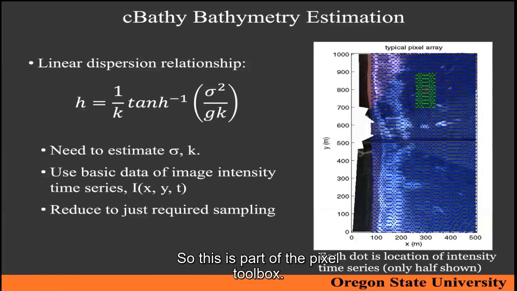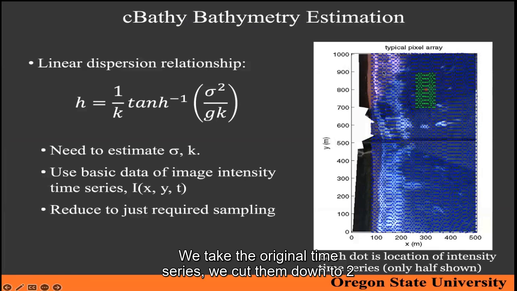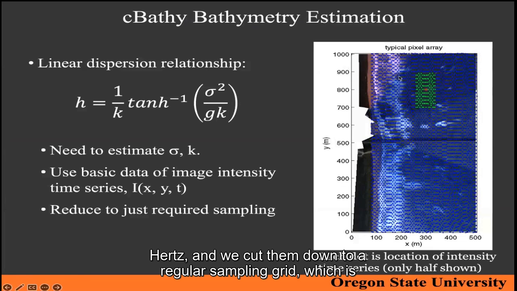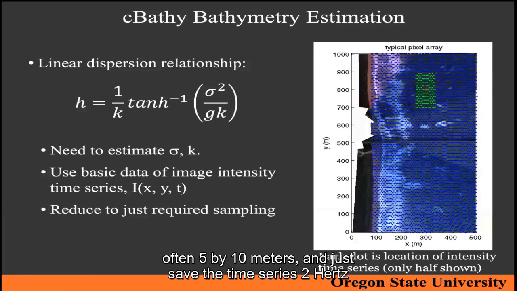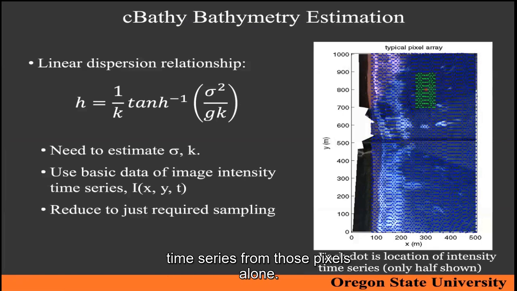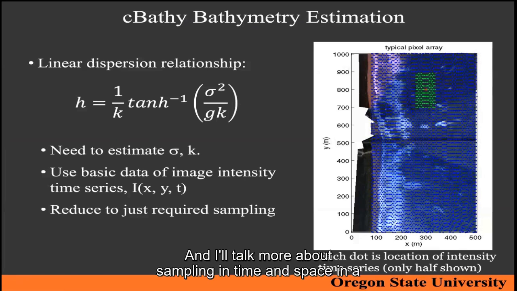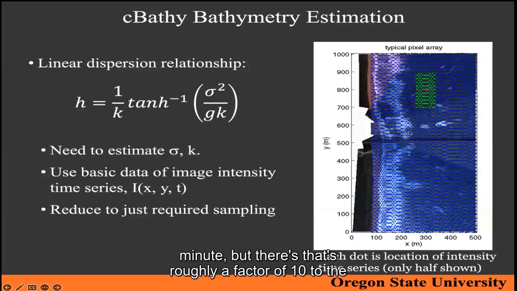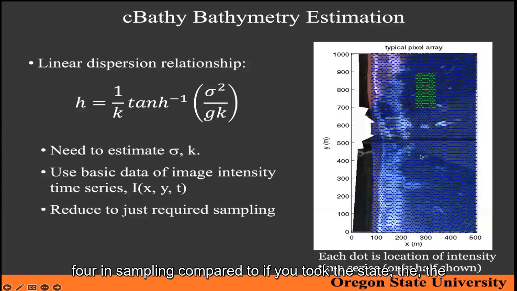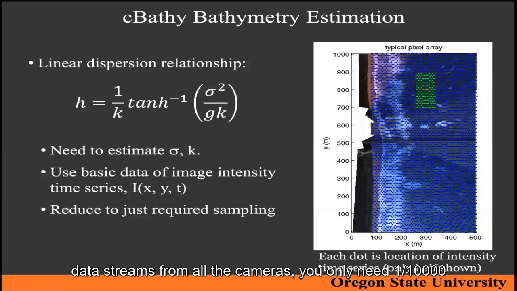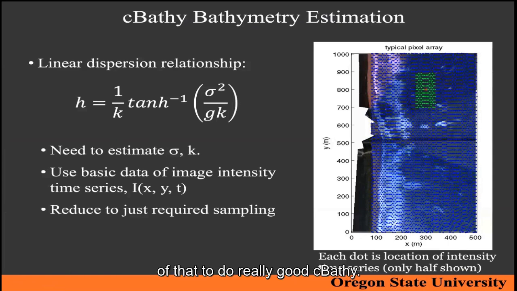So this is part of the pixel toolbox. We take the original time series, we cut them down to 2 hertz, and we cut them down to a regular sampling grid, which is often 5 by 10 meters, and just save the 2 hertz time series from those pixels alone. I'll talk more about sampling in time and space in a minute, but that's roughly a factor of 10 to the 4 in sampling compared to if you took the data streams from all the cameras. You only need 1/10,000th of that to do really good cBathy.